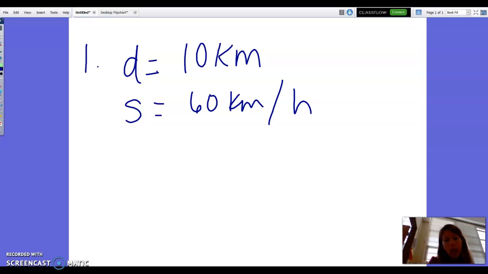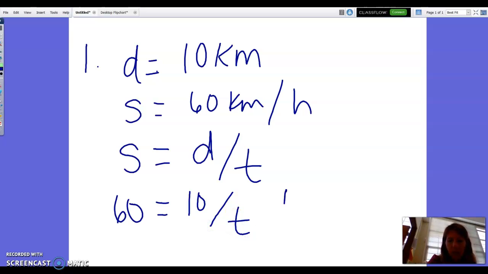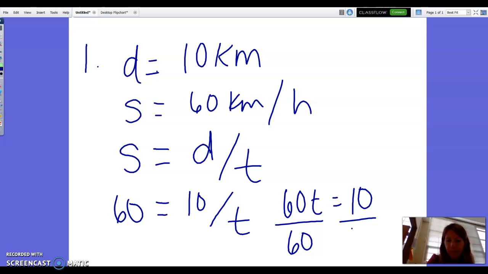So we're not going to be calculating speed, we're actually going to be calculating time. So remember, our formula is speed is distance over time. So I'm going to plug in my values for what I'm given. So I have 60 equals 10 over time. So I'm going to multiply 60 times t, and I get 60t equals 10. I want to get t by itself because I'm solving for time. So I'm going to divide by 60. And that value, I'm going to divide 10 divided by 60.